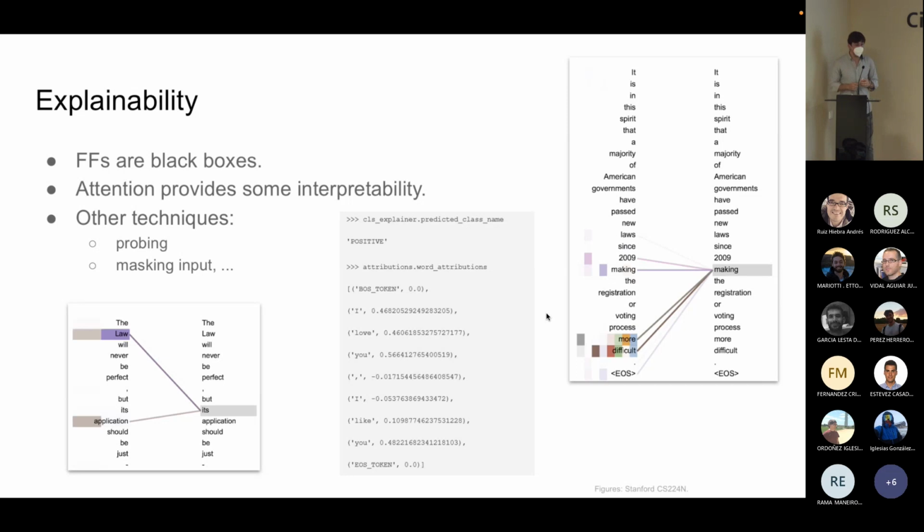Other techniques include probing. Probing is in the stack of layers. We just put a neural network in between two layers, and in that neural network, we try to predict gender or to predict position, and we can see from that probing strategy what the transformer is doing in that layer.